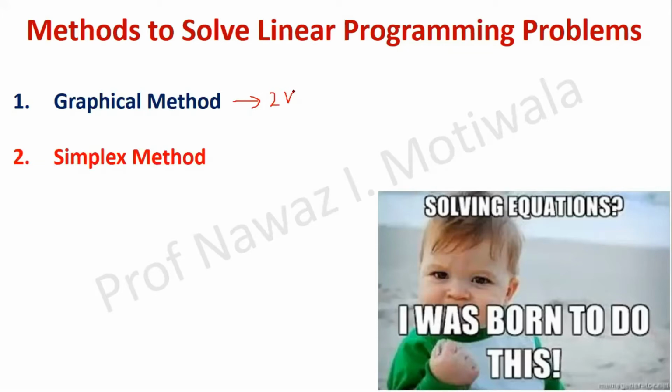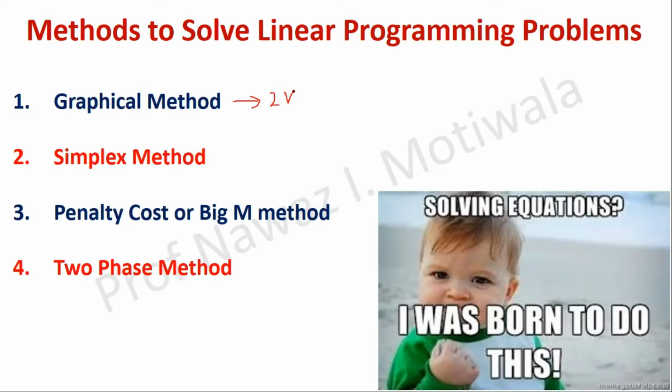Next is the simplex method, which is a simple way to find a solution of linear programming problems which have more than 2 variables. The third approach to solve linear programming problems is the penalty cost or big M method. This also you have studied. The fourth one is the two-phase method, and the last one will be the revised simplex method. So these are all the methods which we have to see in this particular topic.